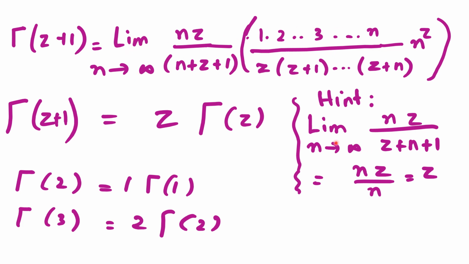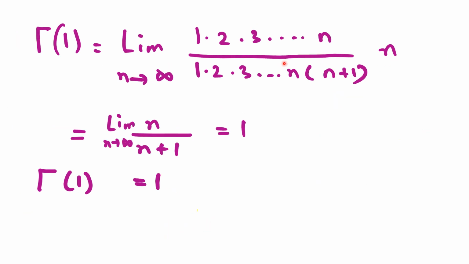But once you put the limit n tends to infinity, these terms will reduce to nz by n, which is z. So finally you will get gamma z plus 1 is equal to z gamma z, which implies gamma 2 will be 1 times gamma 1, gamma 3 will be 2 times gamma 2. Now let us find out gamma 1. Once we get gamma 1, we will get gammas for all the numbers.